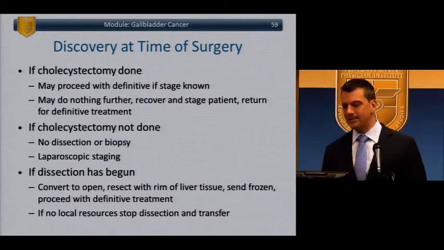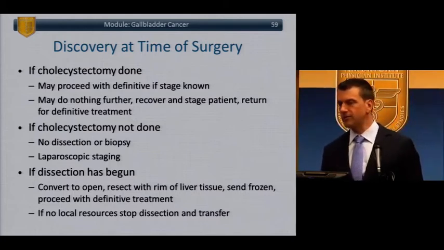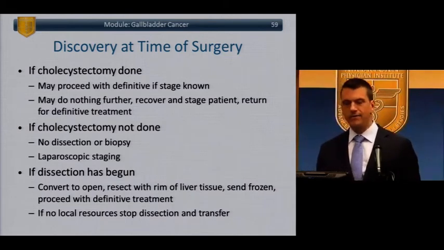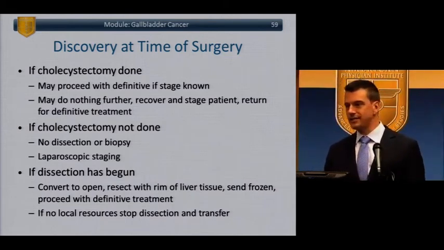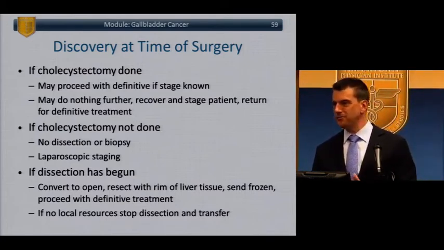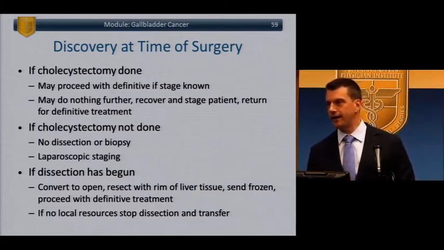If dissection has begun, you can convert to open, resect with a rim of liver tissue, send to frozen, and proceed with definitive care. If you don't have the local resources or the skill set to do a major hepatic resection, you can just stop dissection if you still have an intact duct and artery, and send the patient on for definitive care and just leave it at that.